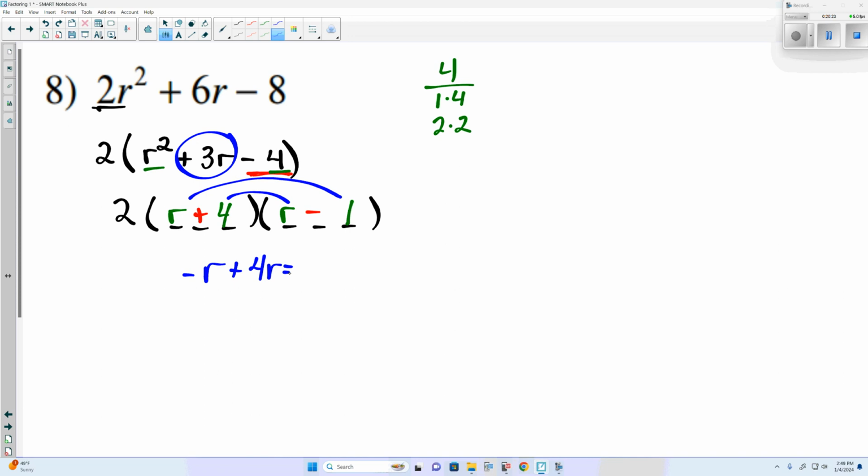Our positive 4 times positive r would be plus 4r. And our negative r plus 4r is positive 3r. Is that the middle term we wanted? Yes. If we get something that's not the middle term we want, we can move the numbers around and try again.